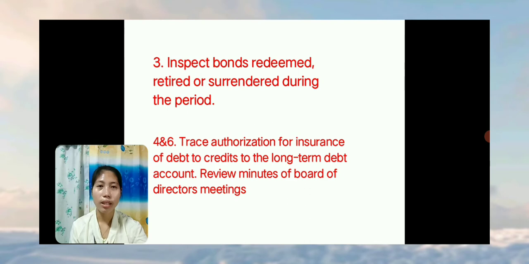4 and 6. Trace authorization for issuance of debt to credits to the long-term debt account. Review minutes of Board of Directors meeting. The auditor should read the minutes of the Board of Directors and shareholders meetings concerning the issuance of debt.